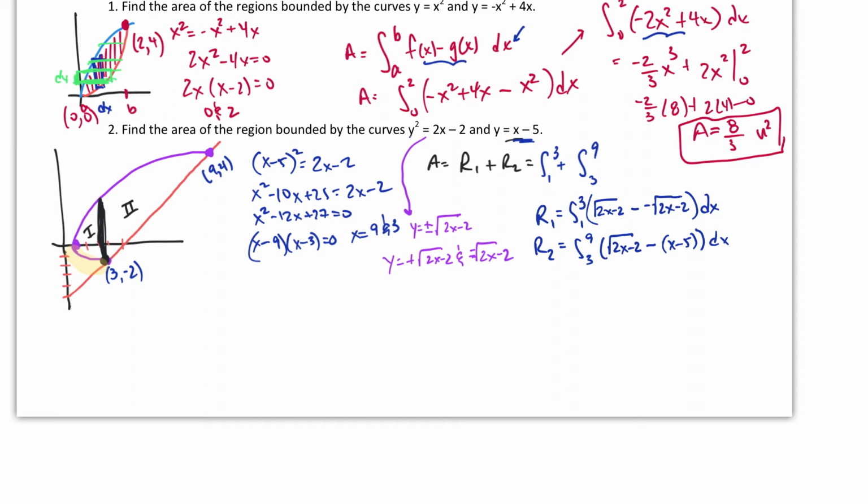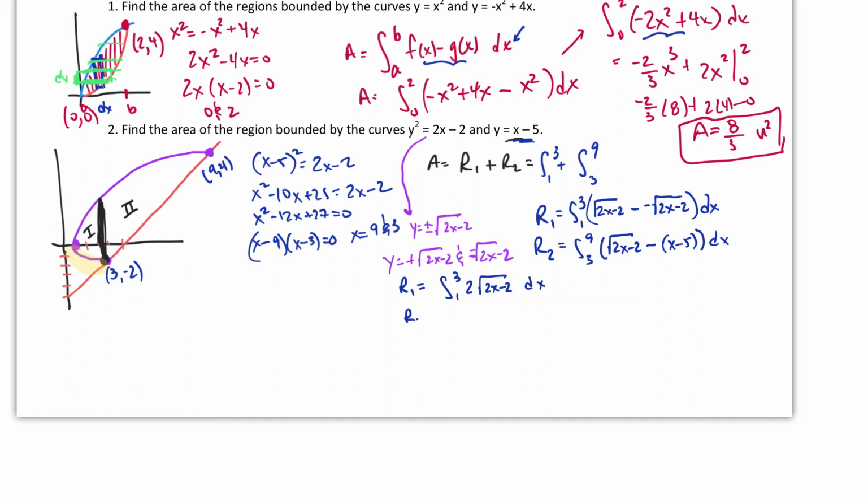Be careful, put that x - 5 in parentheses. Some of us will forget to distribute that negative, so we need to be very, very cautious of that. All right, so now let's finish the problem over here. Region 1 will be the integral from 1 to 3, and I'm going to combine this a little bit and clean this up. So this will be 2 times the root of 2x - 2 dx.